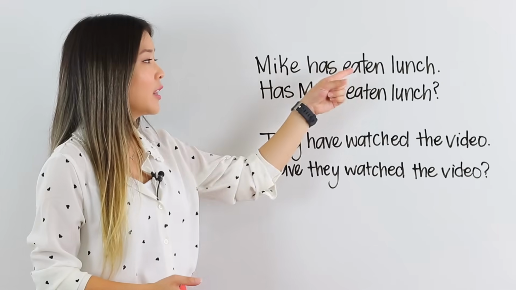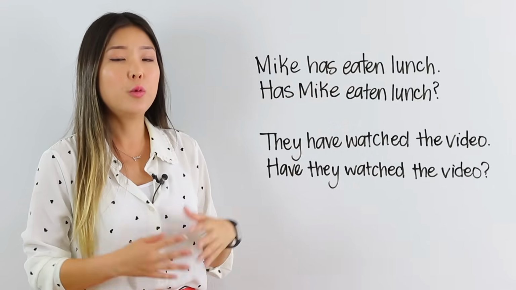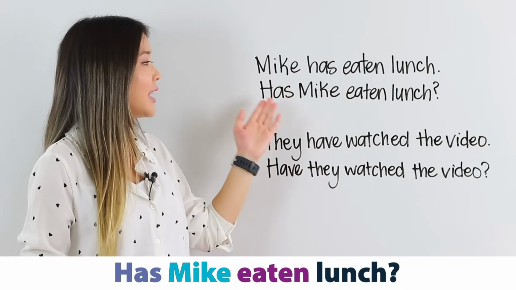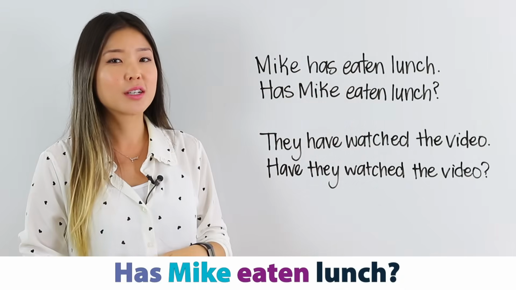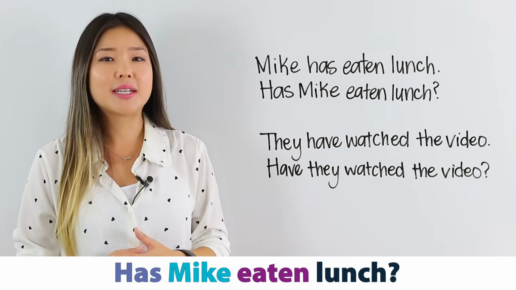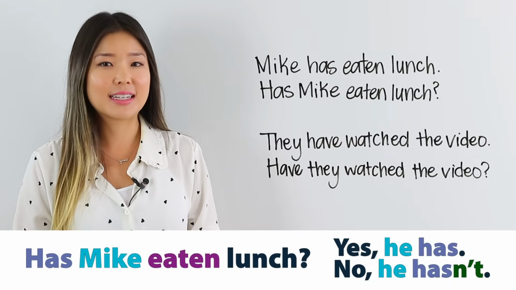You'll notice that the placement of the past participle doesn't change. We've simply changed the order of the first 2 words. Has Mike eaten lunch? And you can answer by saying, yes, he has, or no, he hasn't.